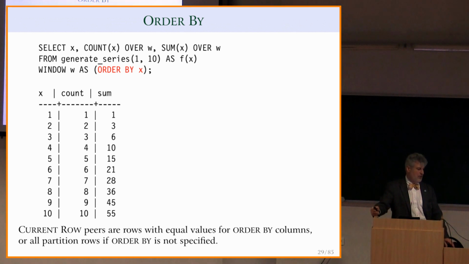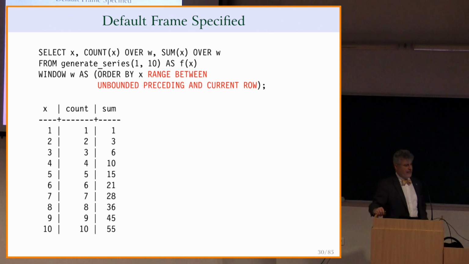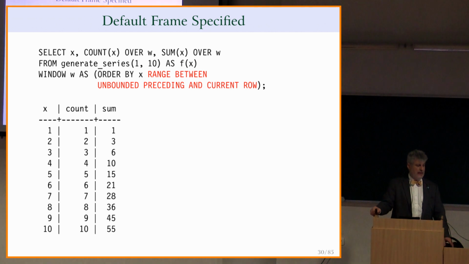Okay? Again, at the bottom. Current row peers are rows with equal values in the order by columns, or all partition rows if order by is not specified. Okay? And again, this is the full specification here, order by range between unbounded preceding and current row. Right? That's exactly what is happening inside there. And the presence of the order by has changed the meaning of current row here. All right? Any questions?